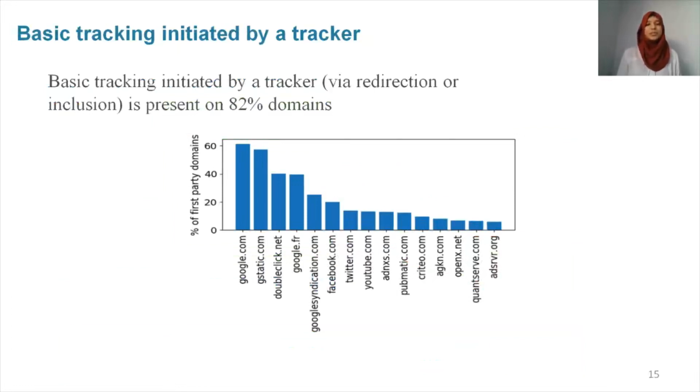In this figure, we present the top 15 domains performing basic tracking initiated by another tracker. In the x-axis, we have the domain names of the domains that are indirectly included. In the y-axis, we have the percentage of first-party domains. As you can see, google.com is the top domain being indirectly included. It's included in over 60% of the websites. So basically, google.com, by only relying on this kind of behavior, can recreate 60% of the user's profile without even having the content on the website.